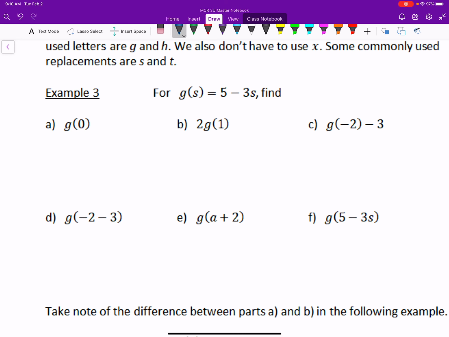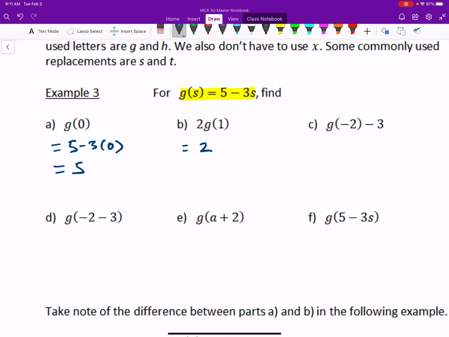So here's a different formula. G at s equals 5 minus 3s. So s is my independent variable. It's like x. G at s is my dependent variable. It's like my y. I'm going to do the exact same thing as I did above. It doesn't matter that they're different letters. So I'm going to put 0 in wherever I see an s. G at 0. So 5 minus 3 times 0 just becomes 5.